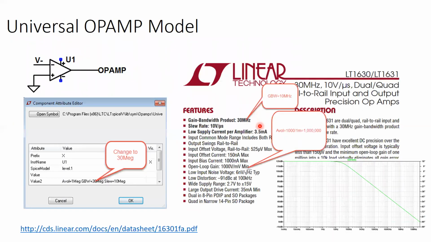Now, how do we model this? Well, in LTspice, you can use the universal op-amp model and just say, I want 30 megahertz, right? What is that gain bandwidth when you get a part? Well, it'll tell you right there in the data sheet. Now, here's the thing.